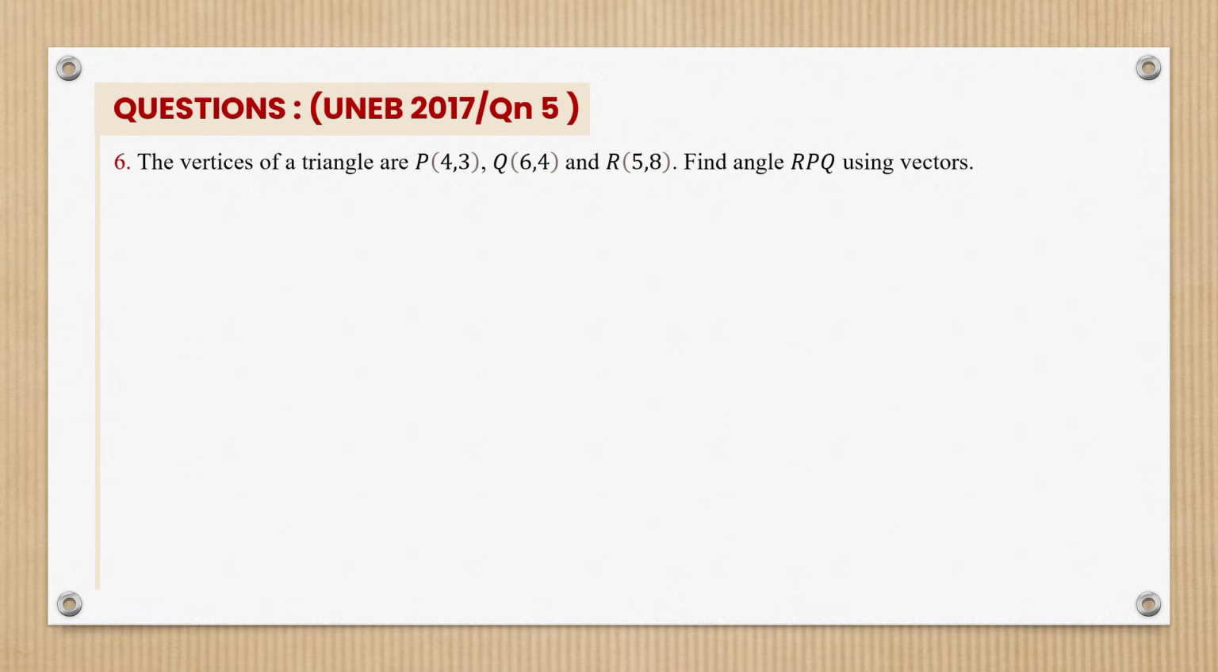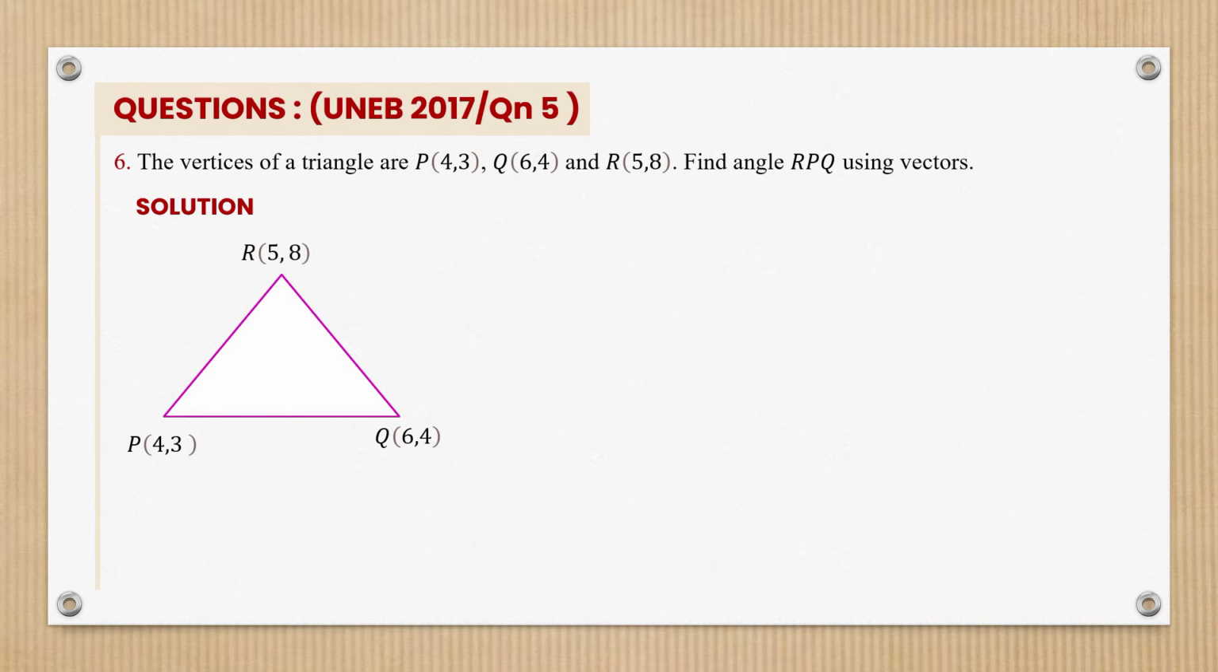Let's look at a question from UNEB 2017, and this was question number 5. According to the question, we were told that the vertices of a triangle are P(4, 3), Q(6, 4), and R(5, 8). We're being told to find the angle RPQ using vectors. So the first thing we want to do is to draw the triangle. So we have point P, point Q, and point R with each of their coordinates. Now remember, small p can be placed opposite the vertex capital P. There we can place the Q and the R.